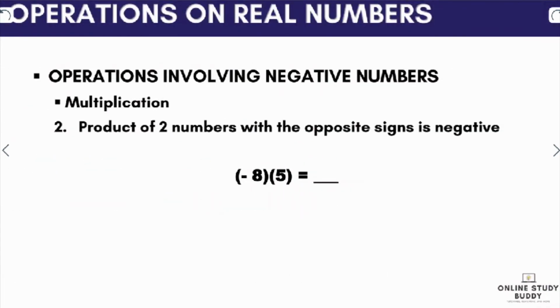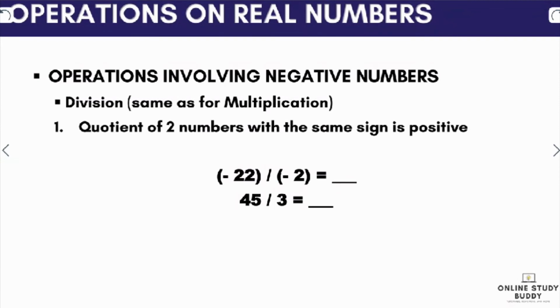Rule number 2, product of two numbers with opposite signs is negative. So, if you're multiplying a positive number and a negative number, negative yung lalabas. So, in this example, negative 8 times positive 5, negative 40 yung result natin.